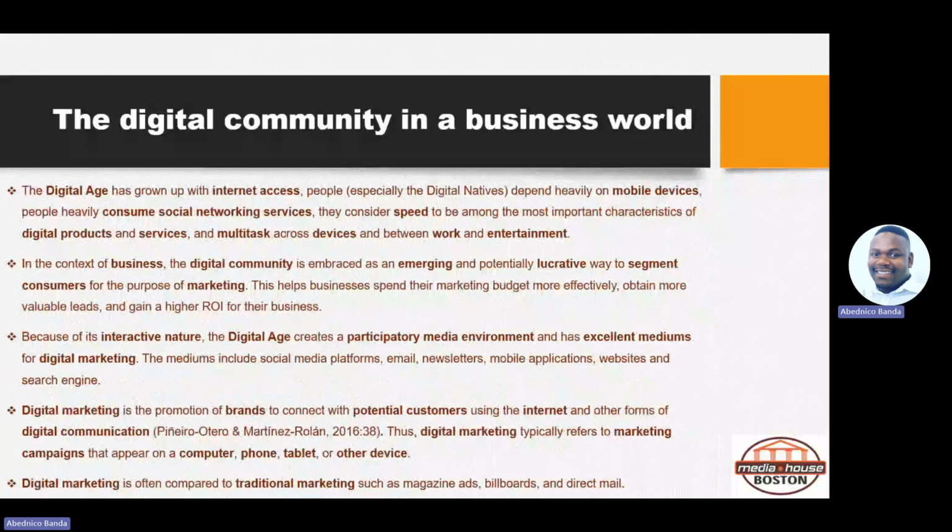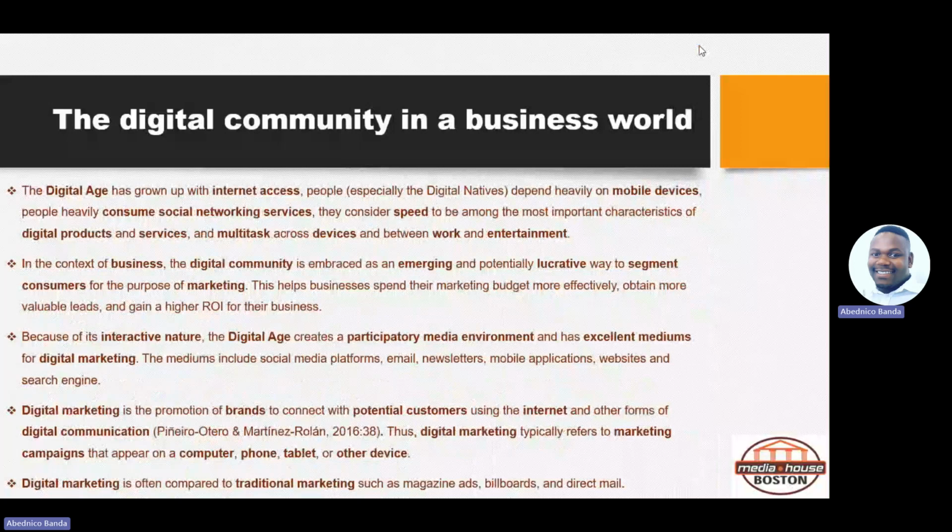So since we know that there are people who are living in the digital community, why can't we communicate? Can't we engage with them? Why can't we segment them? Why can't we get data from them so that we know their needs? This helps businesses spend their marketing budget more effectively, obtain more valuable leads, and gain a higher return on investment for their business.